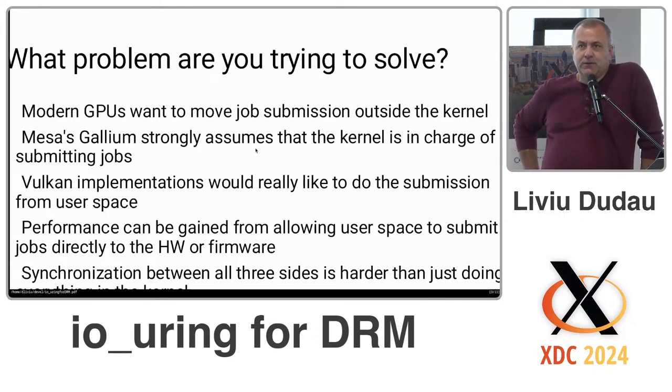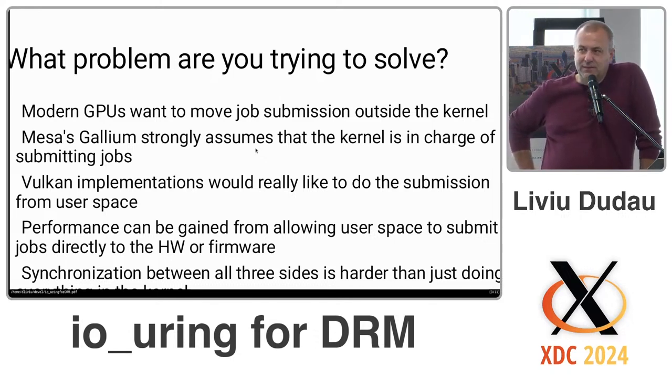Why? Because a lot of the modern GPUs now want to submit jobs from user space. They don't want to pay the cost of context switching into the kernel just for the submission to happen. When you use the open source stack, Mesa, at least on the Gallium side, on GL, it strongly assumes that you are going to send your job to the kernel. We've been trying to patch Gallium, at least for Panthor. It's an ugly hack, so we don't even want to go there and maintain it.